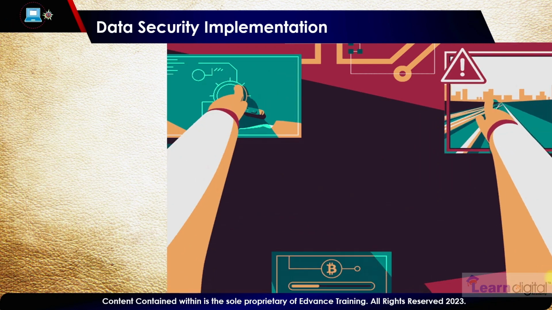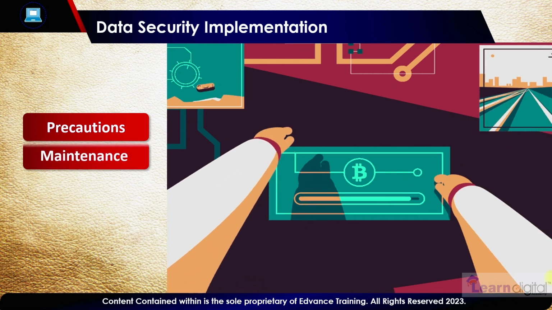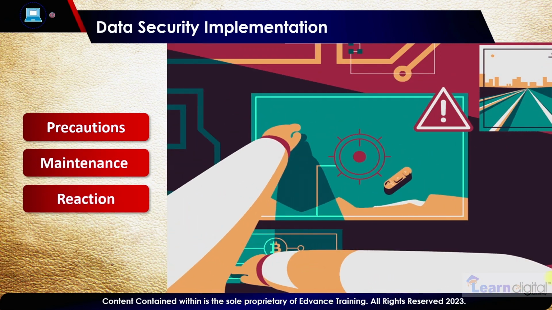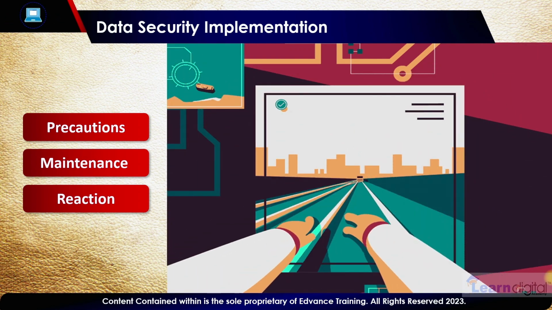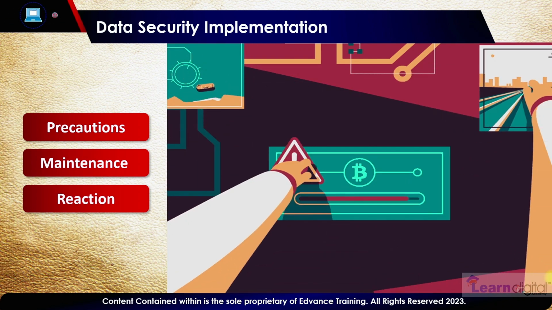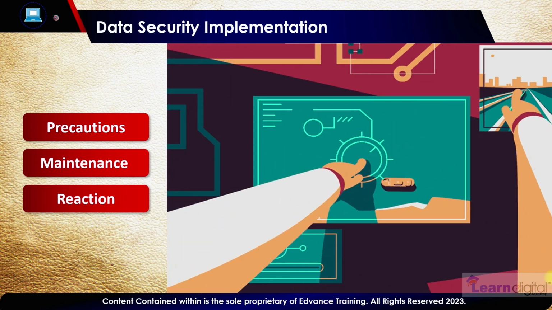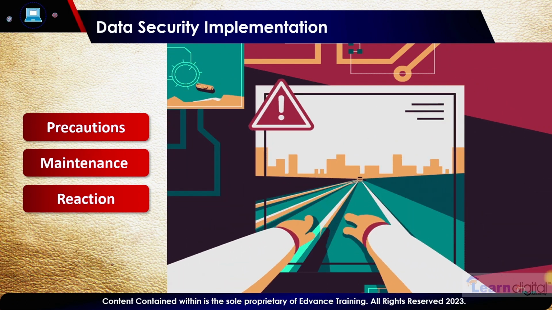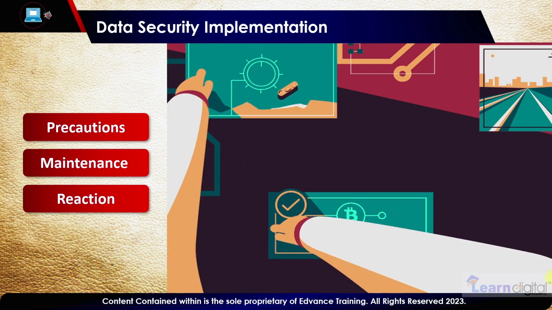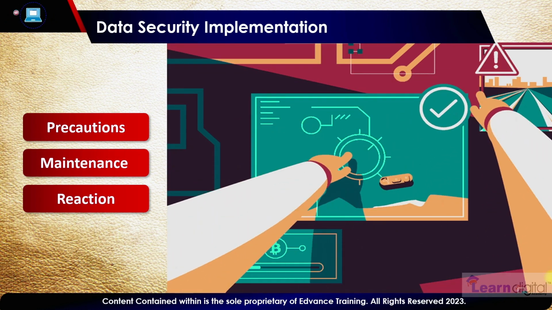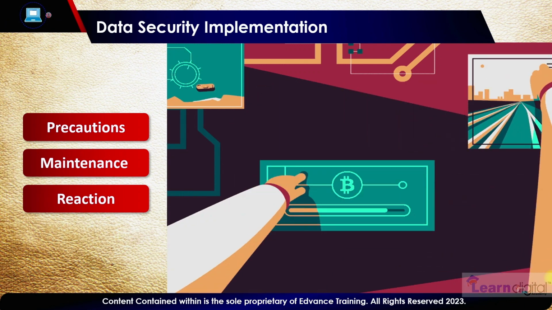So the next point is data security implementation, whereas precaution, maintenance, and reaction are the 3 points in the implementation of data security. So how can we implement data security in our systems? We need to have a look at these 3 points. First, we need to take precautions. We need to maintain our systems, maybe the network, the software, or the hardware. And if we get hacked or attacked, what will be our reaction?